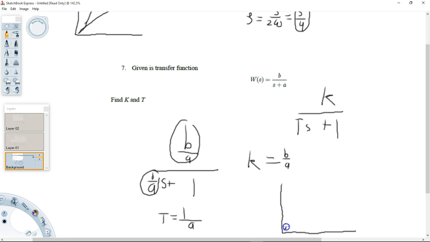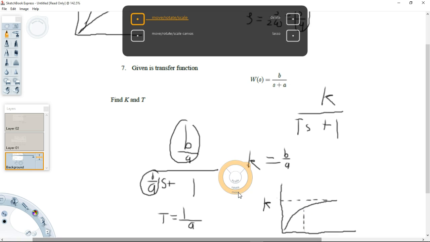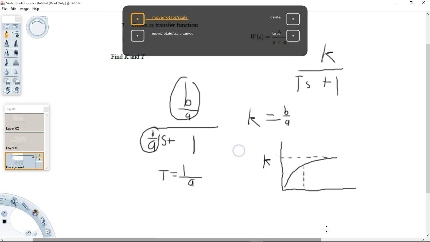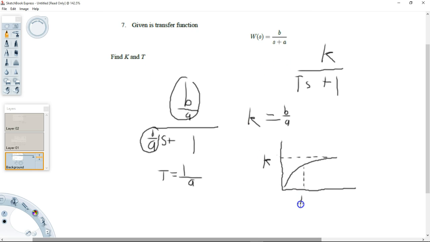Where you'll have the signal go up, your gain would be where it goes up to, so your end destination, and the time constant would be 63.3% of the system going to the max point.